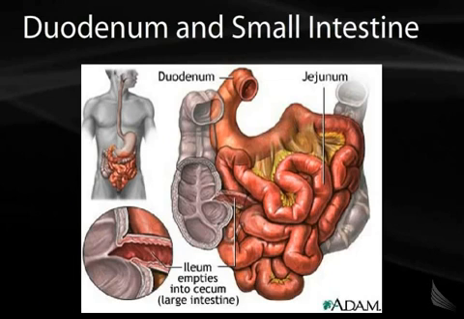The next diagram just shows a small overview of the duodenum and small intestine. So the duodenum empties out into the jejunum, and from the jejunum into the ileum. At the ileum, there's the ileocecal valve, which acts as a barrier between the large bowel and the small bowel, and food contents from the terminal ileum empty out into the cecum in the large intestine.